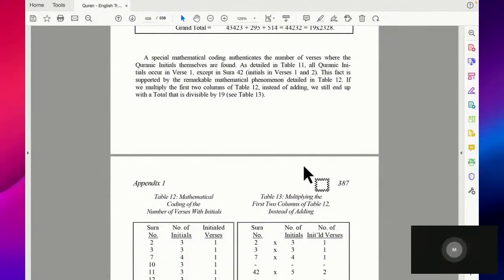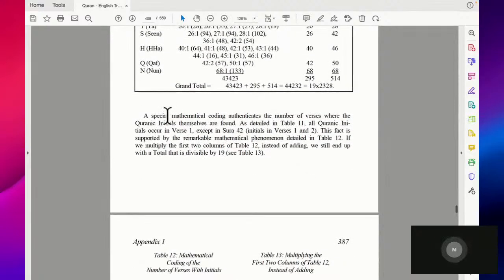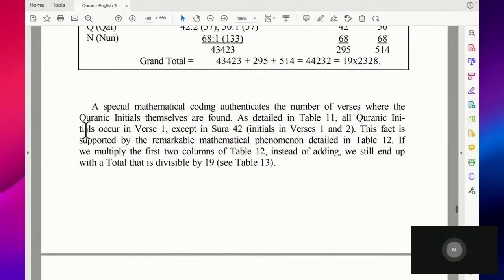But first of all, let me read this section. A special mathematical coding authenticates the number of verses where the Quranic initials themselves are found. As detailed in Table 11, all Quranic initials occur in verse 1, except in Surah 42, initials in verses 1 and 2, that we just talked about. We have Ha Mim in verse 1 in this surah, and then Ain Sin Qaf in verse 2 of this surah.